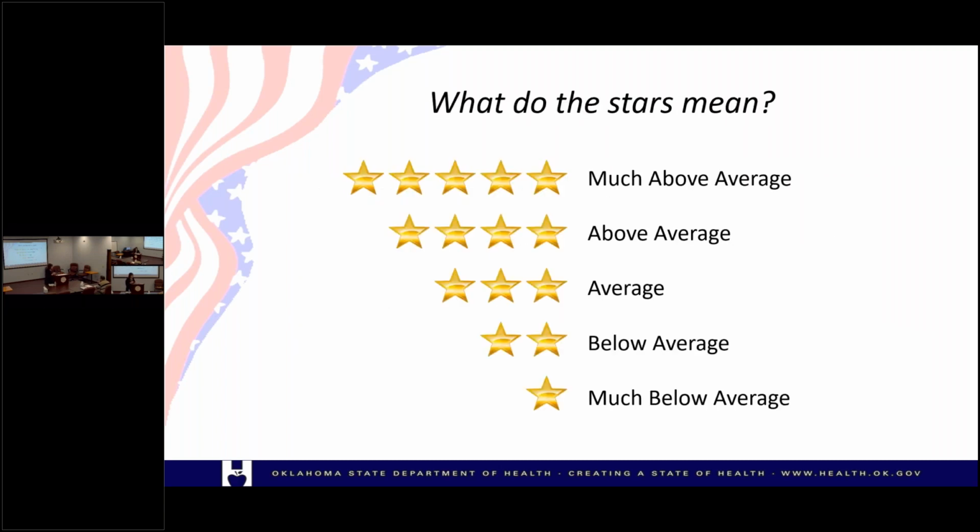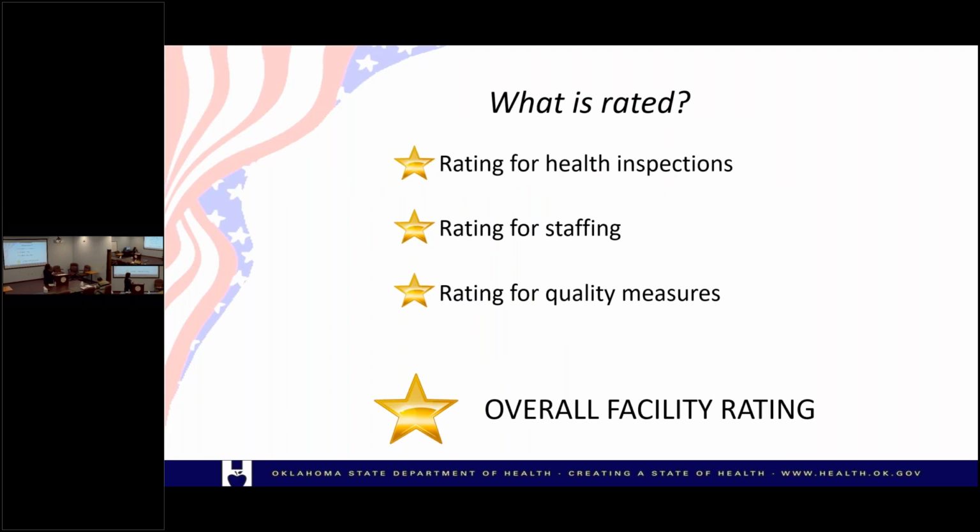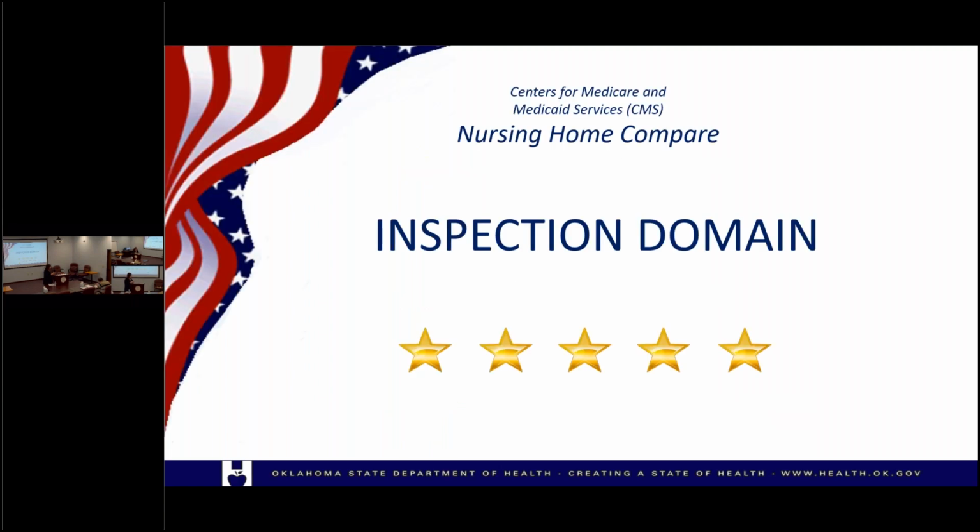Let's look a little bit closer at what the stars actually mean. Obviously, the 5-star is much above average, all the way down to the 1-star, much below average. The 3 categories that are looked at and rated under 5-star, the first one is the health inspection. Then they also look at staffing and then quality measures. And those 3 also make up an overall facility rating. And of course, your overall facility rating is what is posted on Nursing Home Compare. So we're going to look at each one of these a little bit closer.